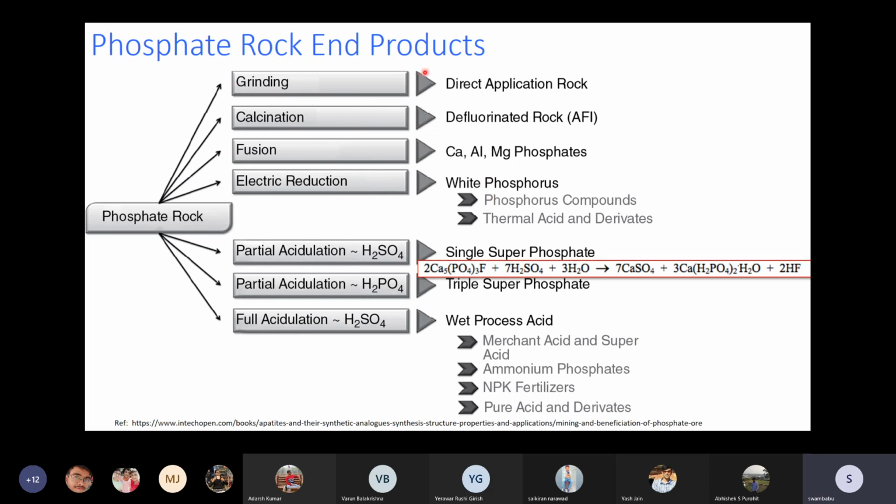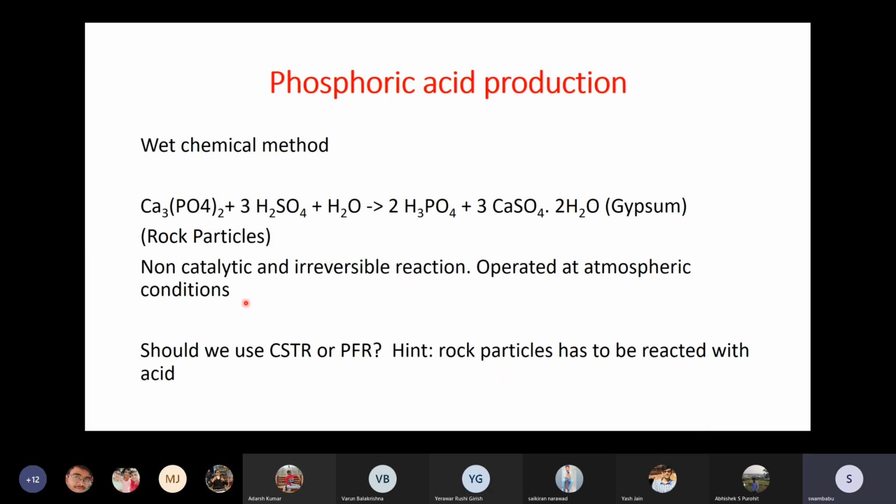I just summarized all the processes into a single slide. Now we'll move on to this phosphoric acid production.